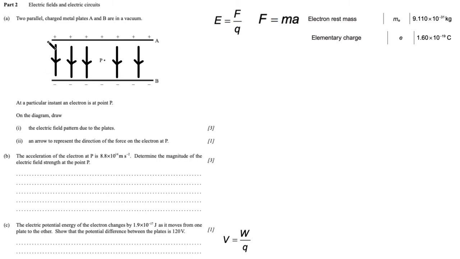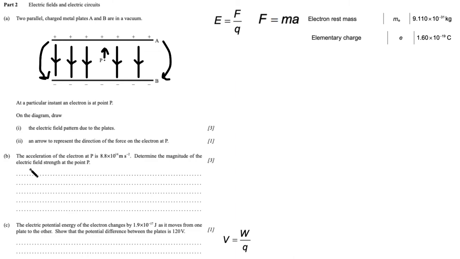And then we also have to account for the curves here. Alright, there we go. That's the basic idea of what the electric field pattern is. And we have to do the arrow to represent the force on the electron. Alright, so we know electrons are attracted to positive charges and repel from negative, so it'd be in the opposite direction.